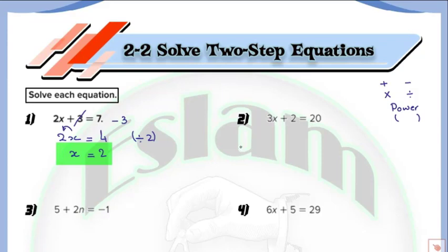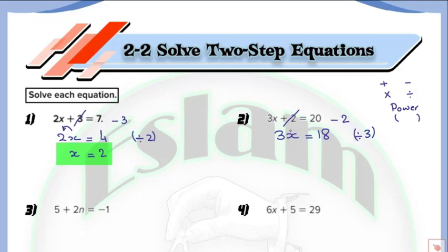3x plus 2 equals 20. At the first, we just need to find adding and subtracting. There is plus 2, so just subtract 2. So 3x now will be equal to 20 minus 2 equals 18. 3x equals 18. Just divide it by 3.